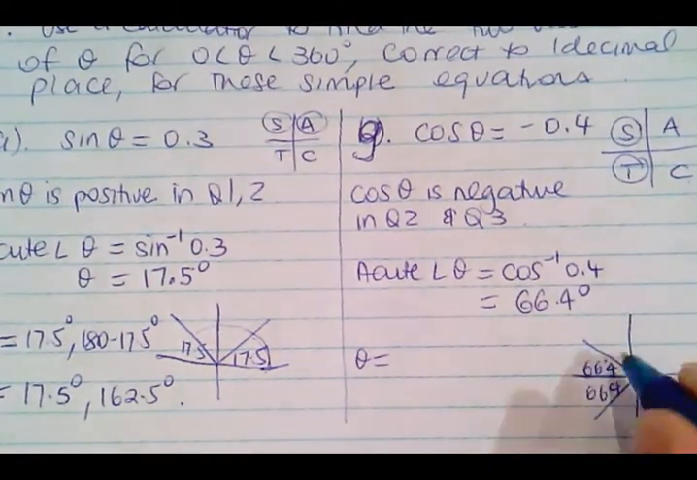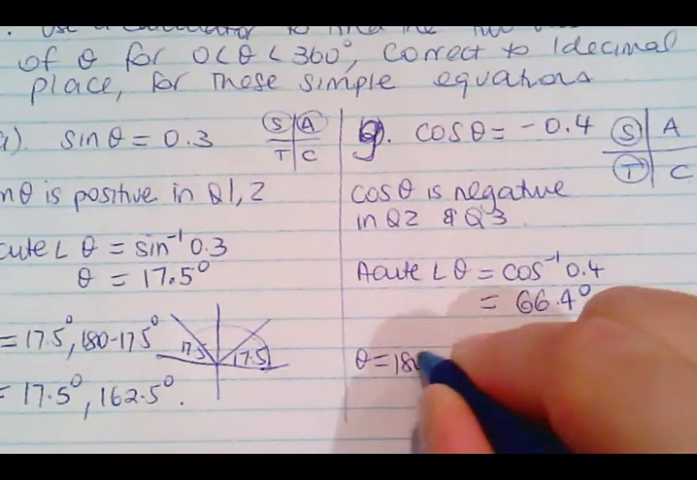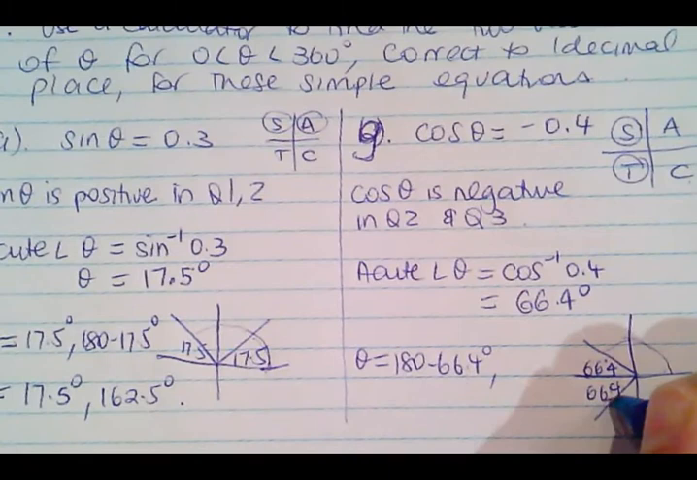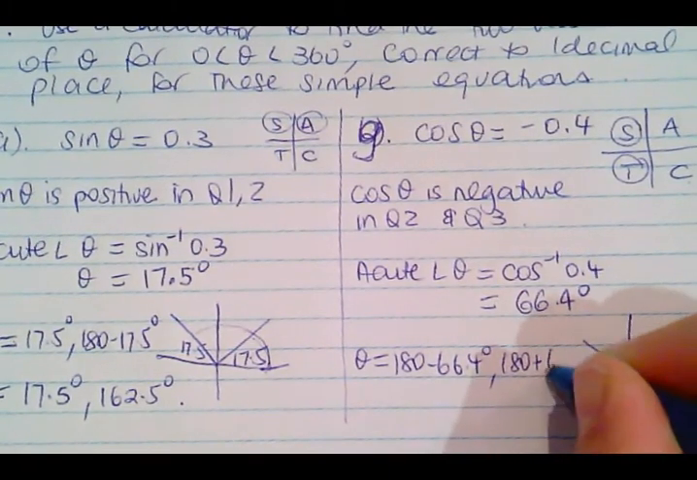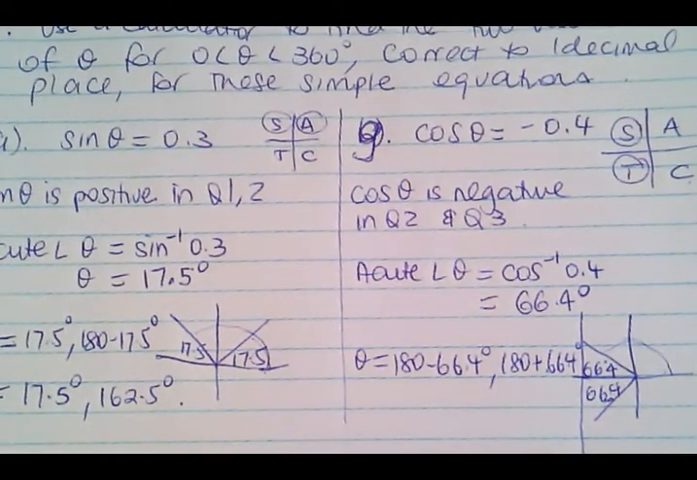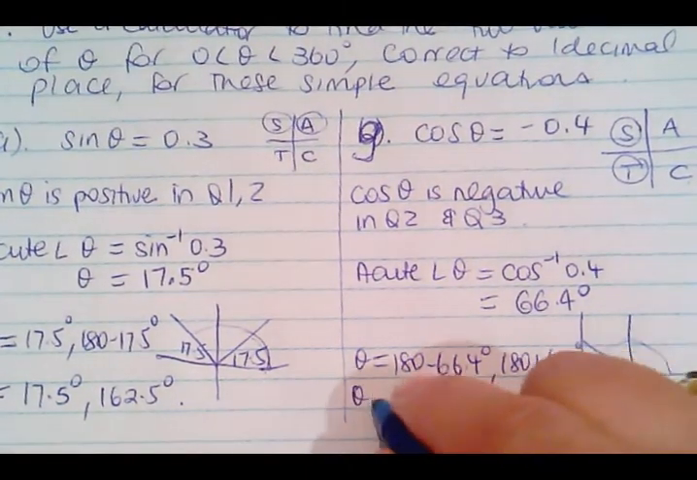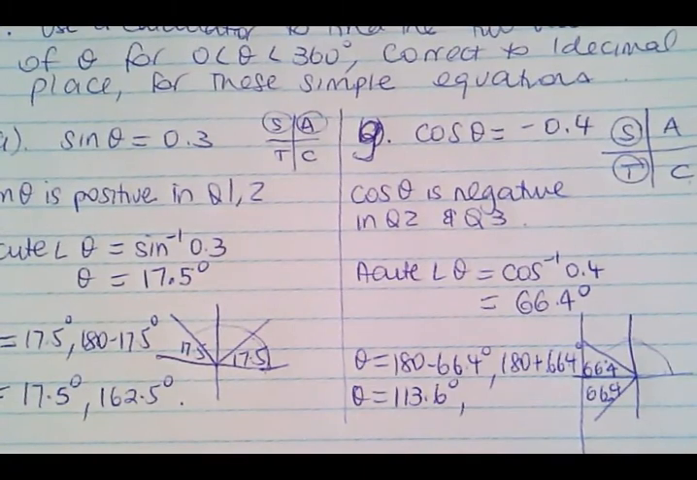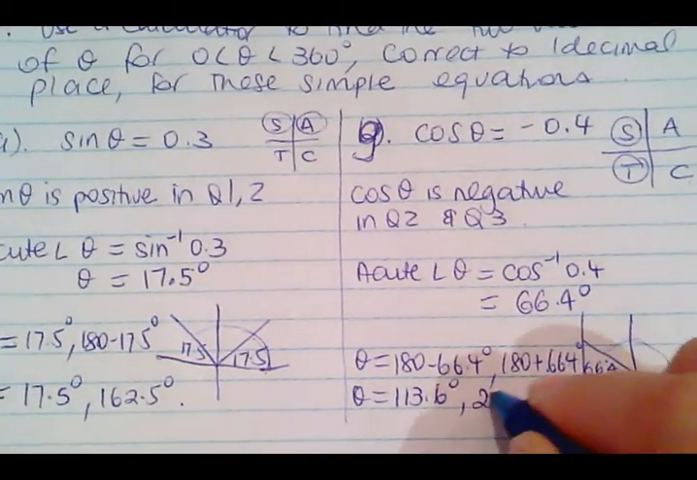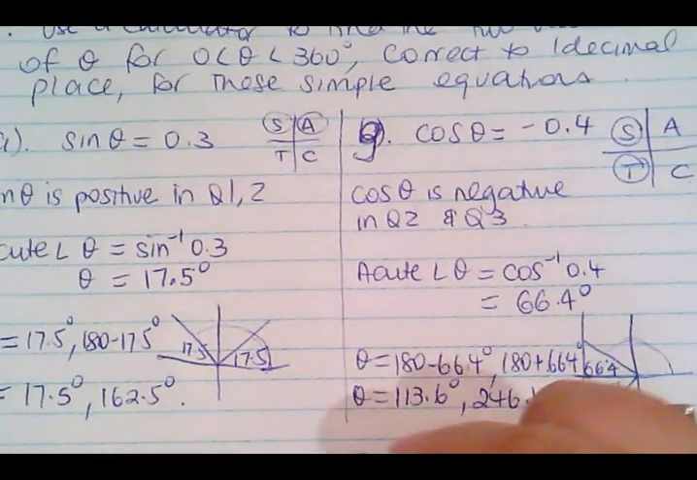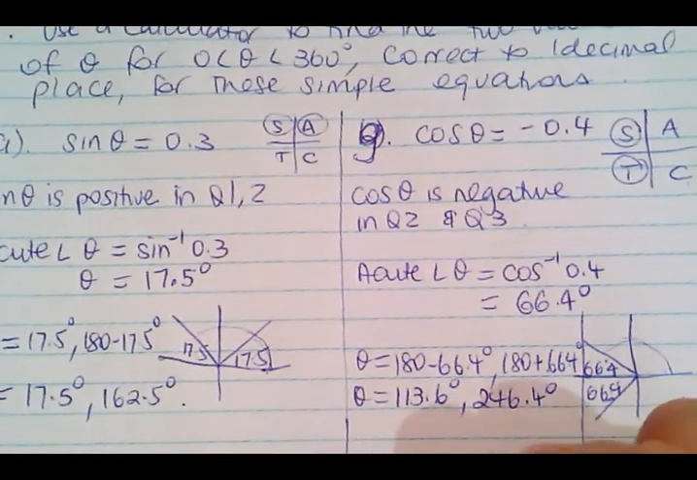So theta is, remember to get quadrant 2, it's 180 minus 66.4 degrees, and quadrant 3 is 180 plus 66.4 degrees. So your answer is 180 minus 66.4, which is 113.6 degrees, and 180 plus 66.4, 246.4 degrees.